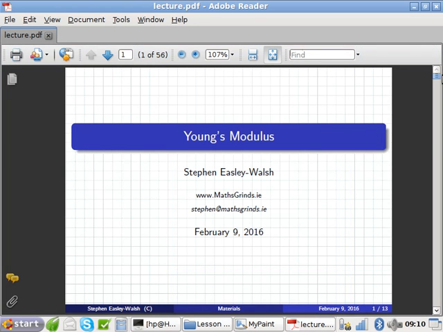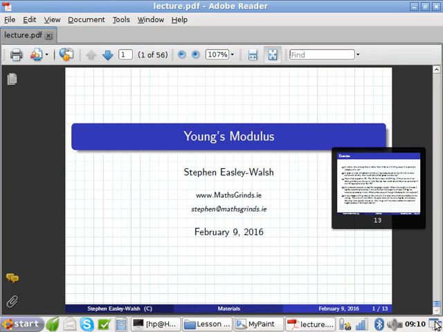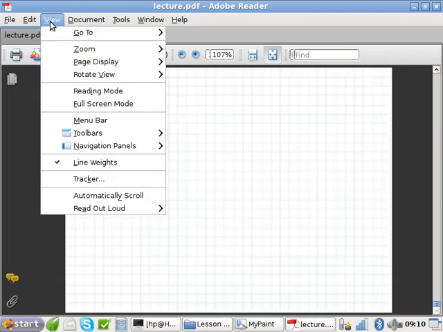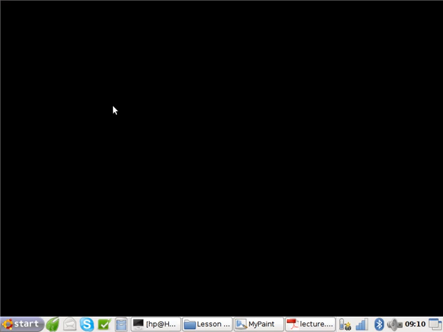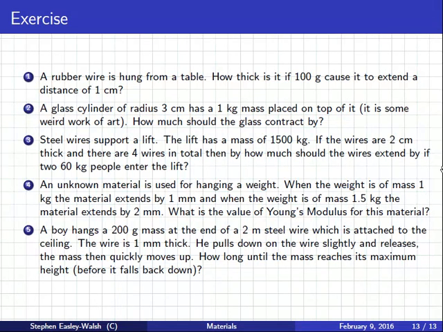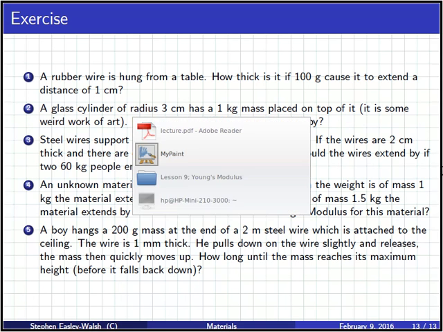Alright. Let's have a look at the homework first. This is a lot of homework, is it? Materials. Okay. Right. A rubber wire is hung from a table. How thick is it if 100 grams cause it to extend a distance of 1 centimeter?